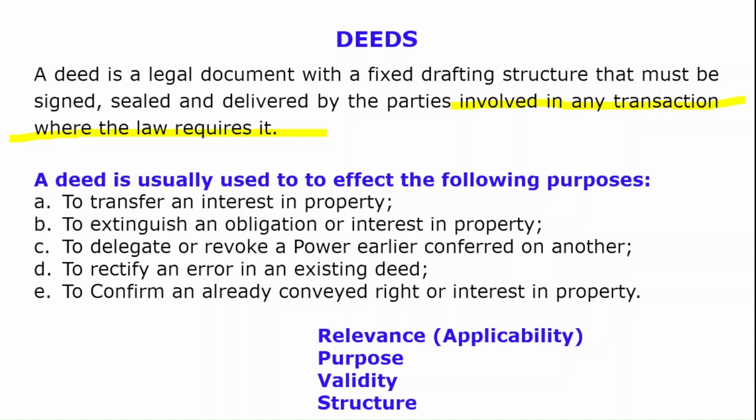The next function is that you can use a deed to delegate or revoke a power earlier conferred on another. Why did we separate point 2 from point 3? The reason is that point 3, of course, you already know that it talks about donation of power, right? Or power of attorney. Now, where a power of attorney has been created by way of deed, the purpose of creating that power of attorney is so that you can delegate your power to the donee. So once that power of attorney is prepared by way of deed, that it is made under seal, the donee can then act on your behalf.